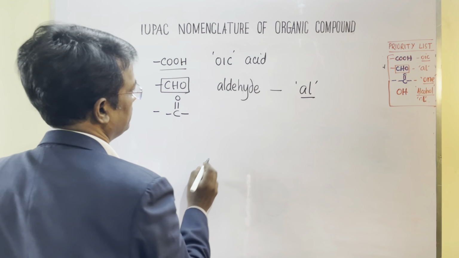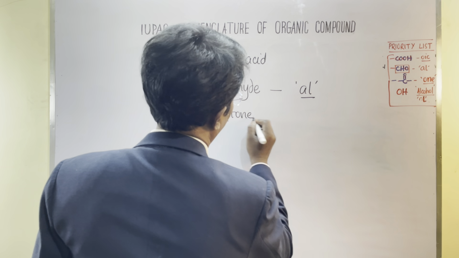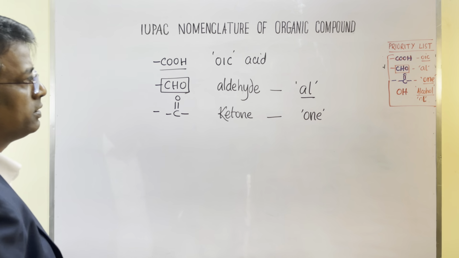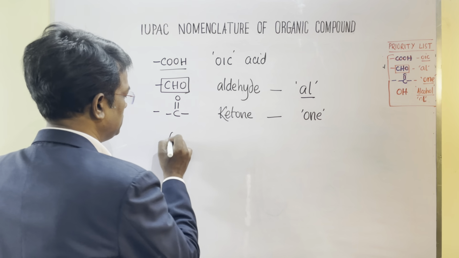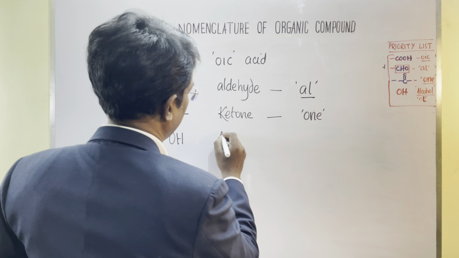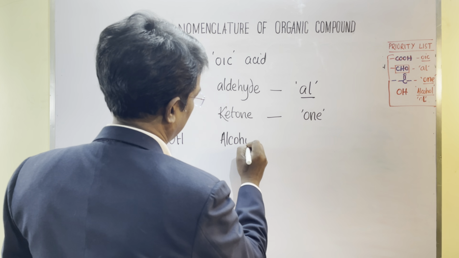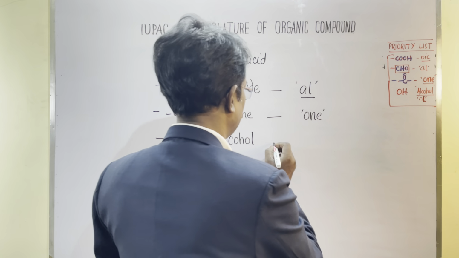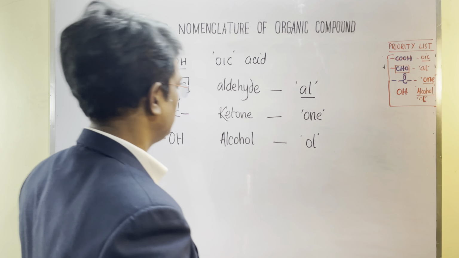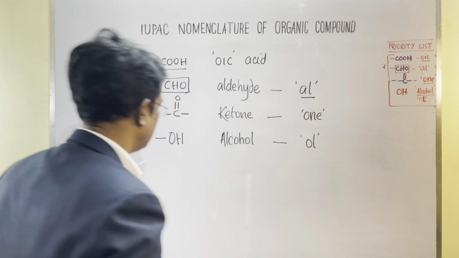This is ketone, and they are represented as one, not al. Of course, we have alcohol also, OH, so this is alcohol. It is called ol, and it goes on. Let's take one example.